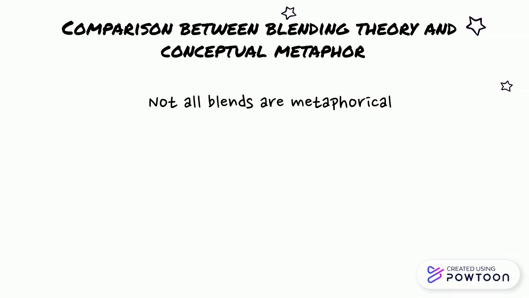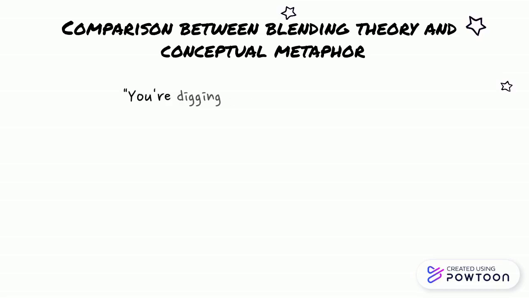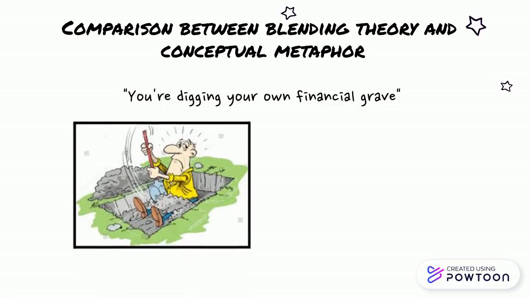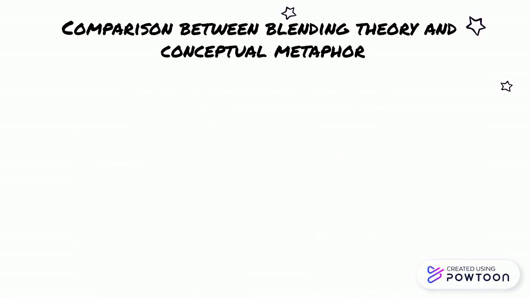On the other hand, blending can involve multiple input spaces. It's like mixing together different ideas or concepts from various sources to create a new blend. For example, when someone says you are digging your own financial grave, it's a blend that combines the idea of digging a grave with the financial trouble.